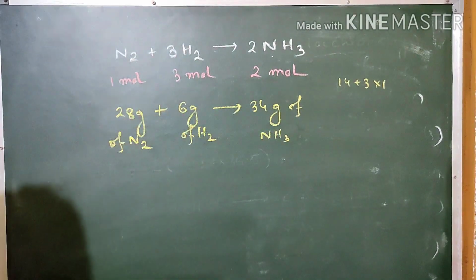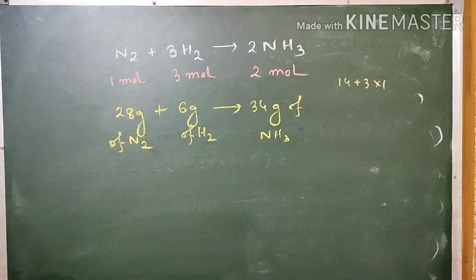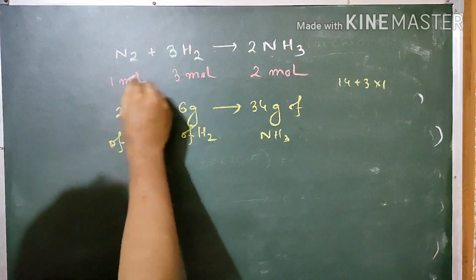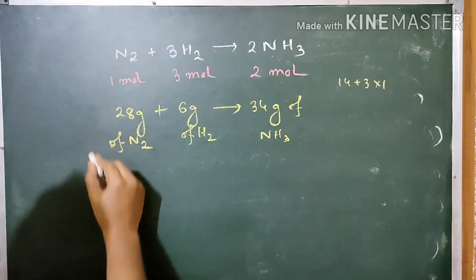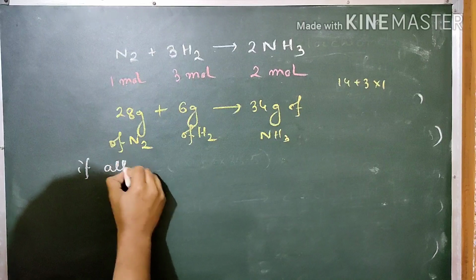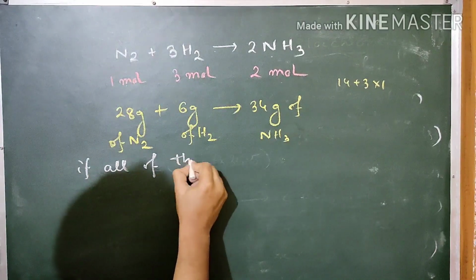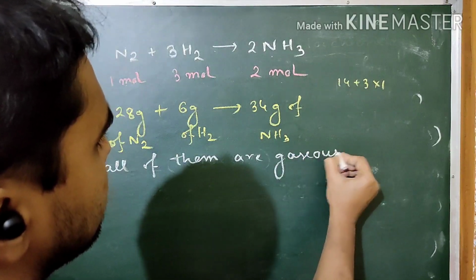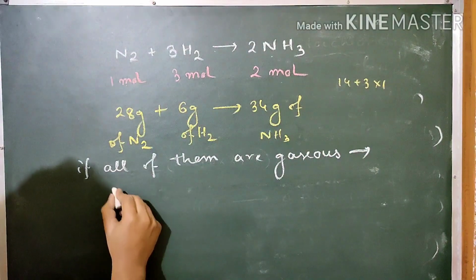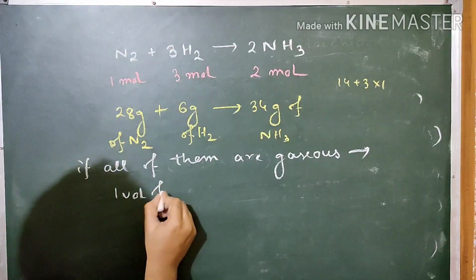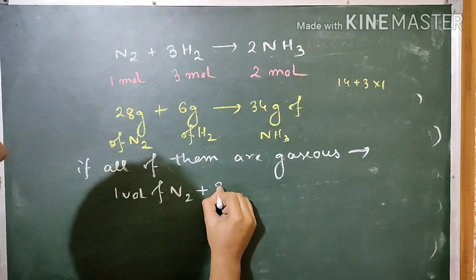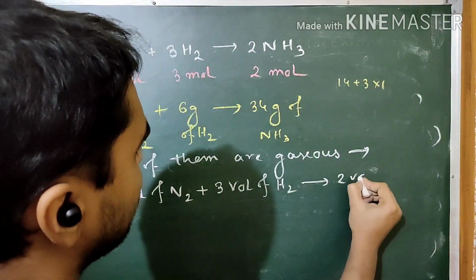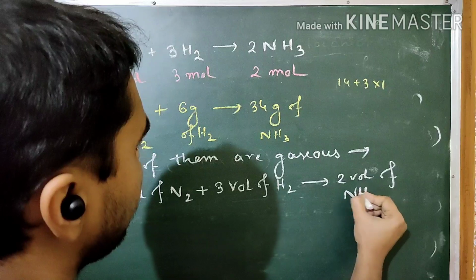So this is the scenario. Now based on this, we should further be able to say that it is 1 volume, 3 volume, and 2 volume. If all of them are gaseous, then we should be able to say that 1 volume of nitrogen plus 3 volume of hydrogen gives rise to 2 volume of ammonia gas.